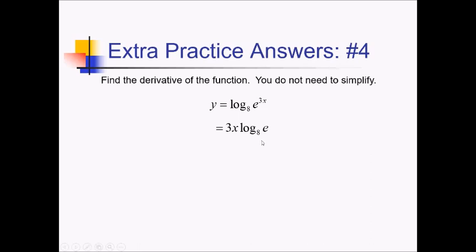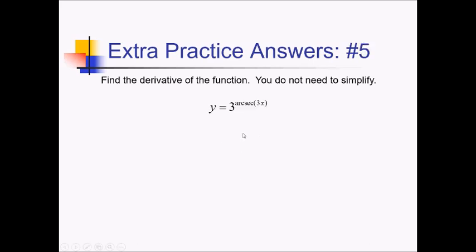Now the really nice thing about this, although it's kind of hard to see at first, we have x, a variable, and everything that's being multiplied by x, they're all constants. We have a 3, we have a log base 8 of e. I don't know what that is numerically, but it's a constant. So whenever you have x times a constant, the derivative of that using the line rule is just the constant. So the derivative of this whole thing is just going to be 3 log base 8 of e.